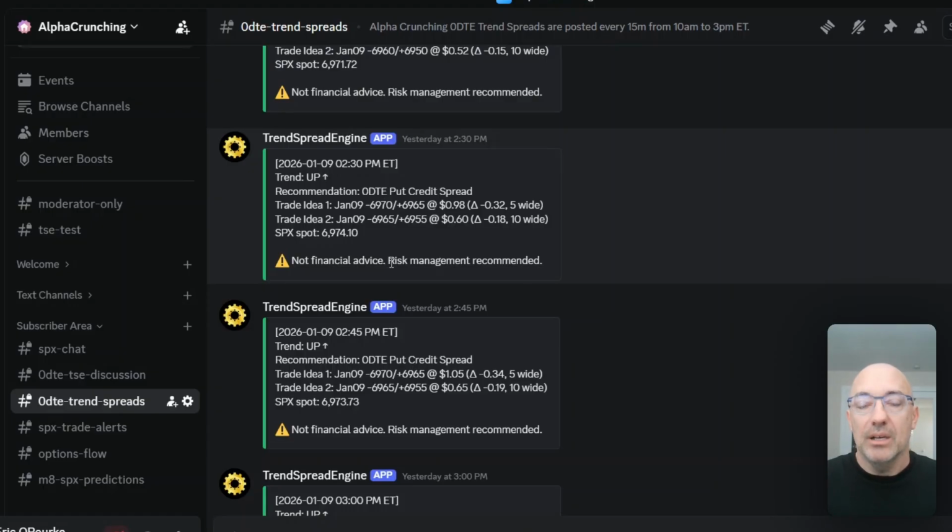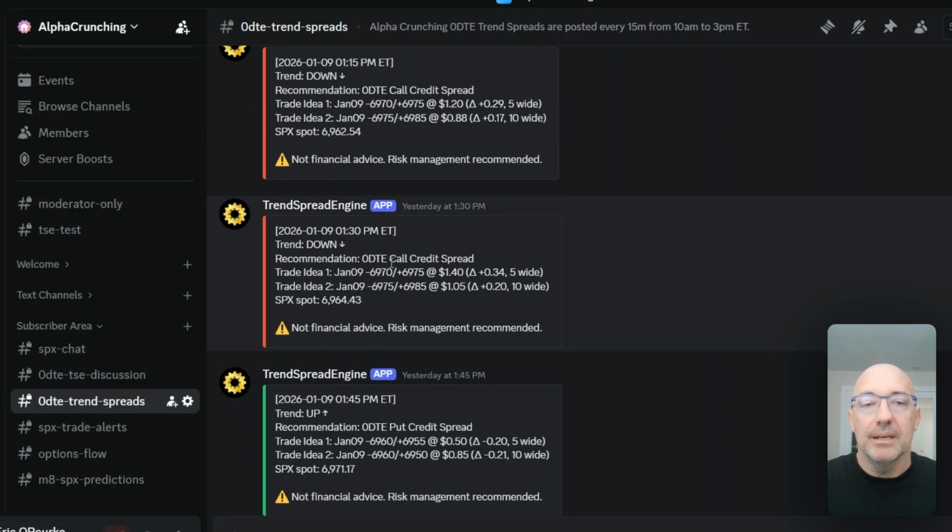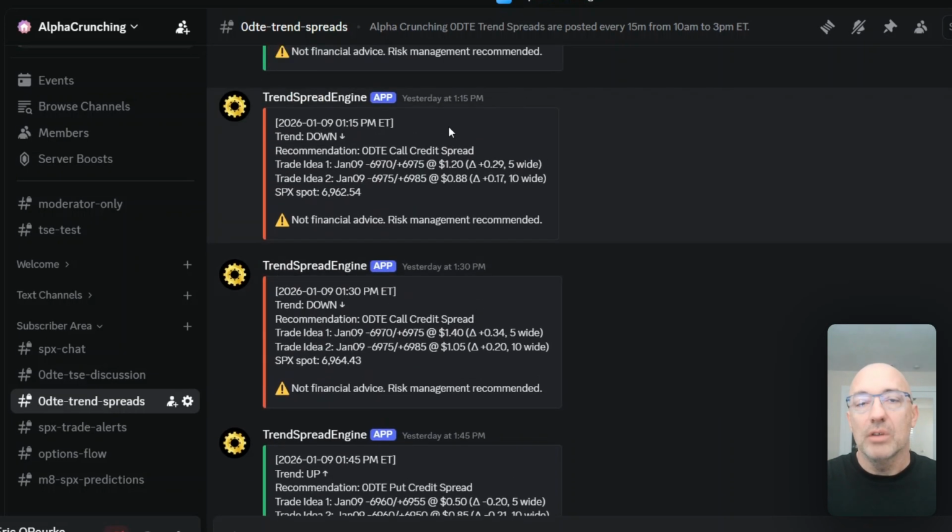But as the day goes on, let me scroll back up and get a bearish one here. Earlier in the day, the trend had flipped to bearish. So on a bearish alert, you're going to get a red bar, trend down, and now we're going to be posting 0DTE call credit spreads. Again, same delta selection, a minimum of delta 20 with a 5-wide and a minimum of delta 17 with a 10-wide.